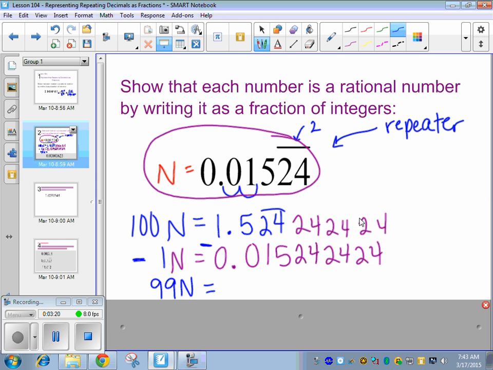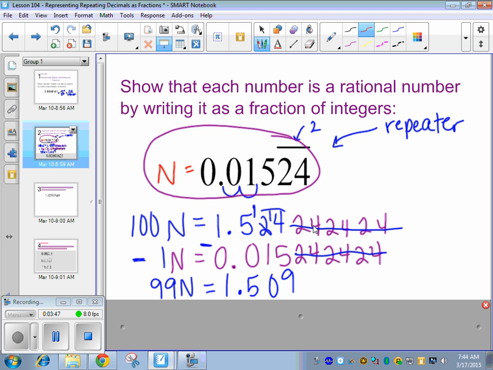And what happens when we subtract here is all this repeater part cancels, which is good news, okay? We're getting rid of that. So now I have 4 minus 5. We're going to have to borrow, do some subtraction here. So now I have 14 minus 5, which is 9. 1 minus 1, which is 0. 5 minus 0, which is 5. And 1 minus 0, which is 1.